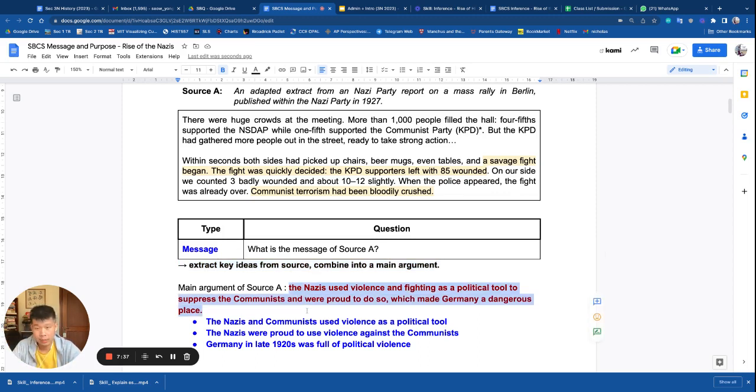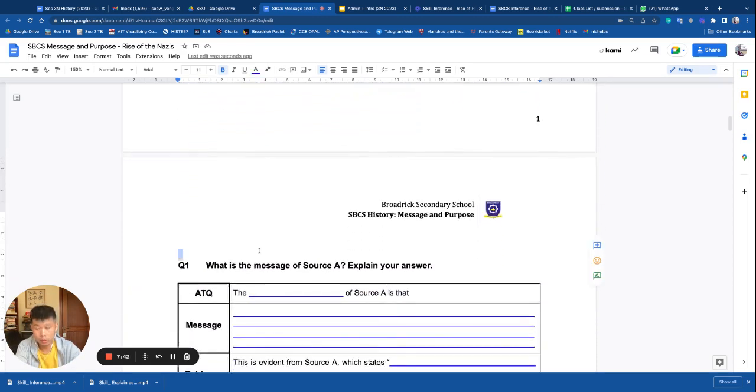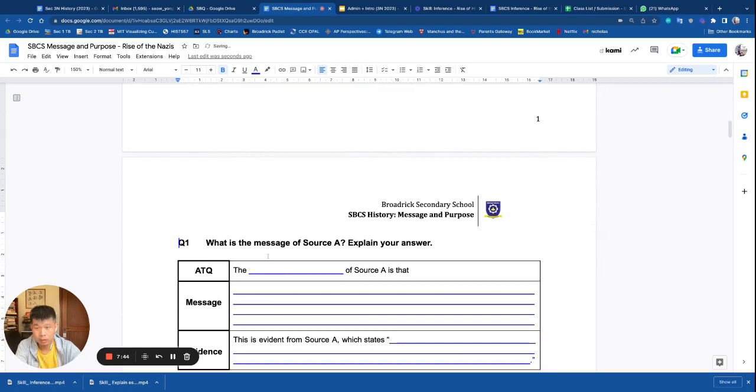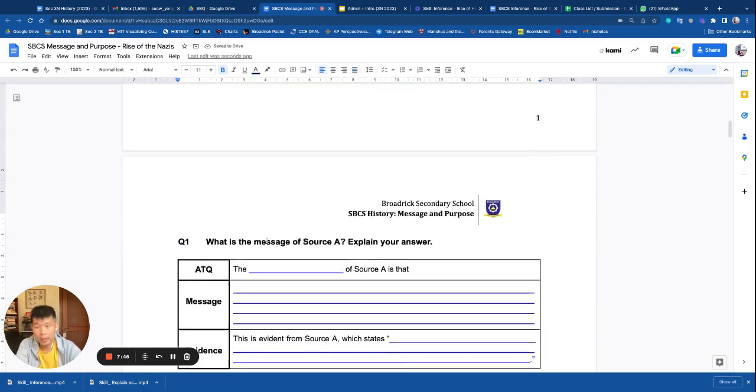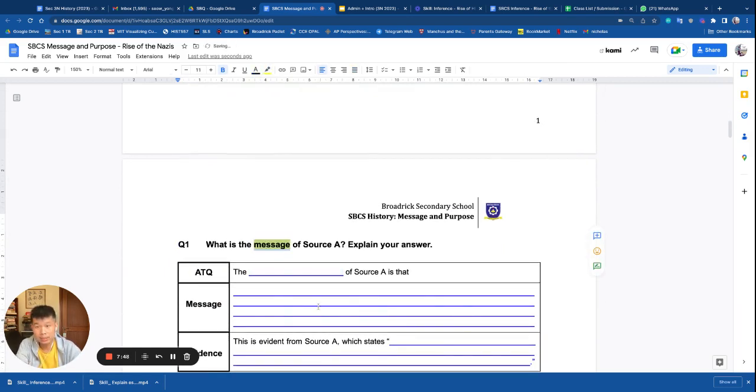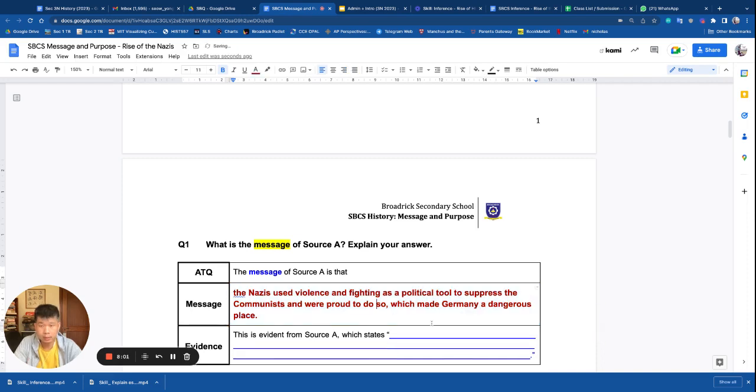Okay. So I'm going to proudly take this main argument. And the question is, what is the message of source A? The first step is ATQ. The command word is message. Just like how we ATQ for the inference question. For this question, we just use the command word, the message of source A. And here we can plug in our answer.